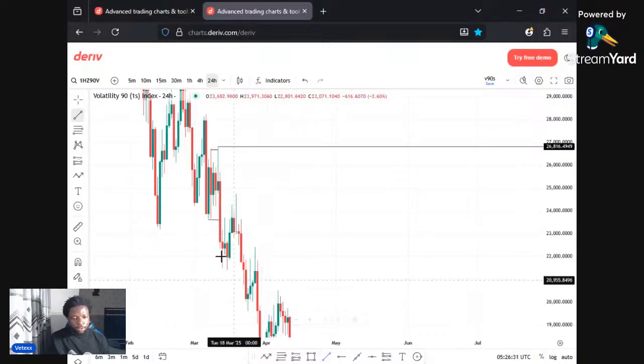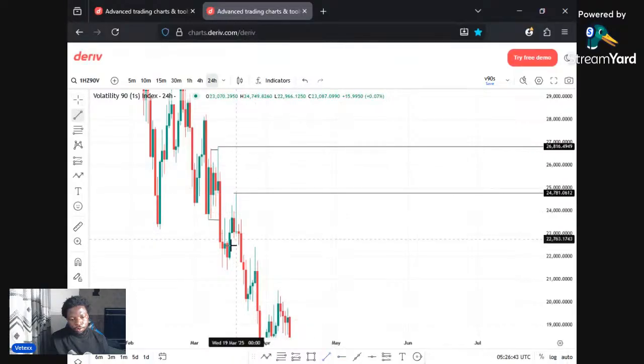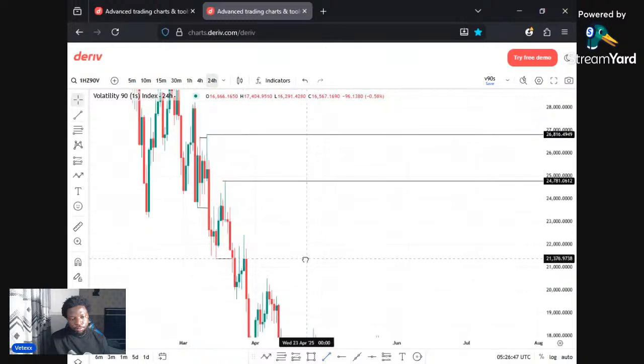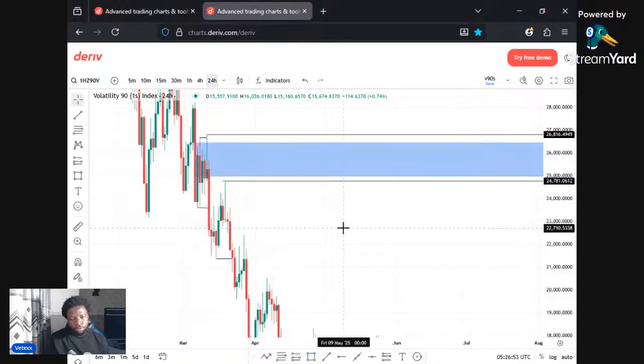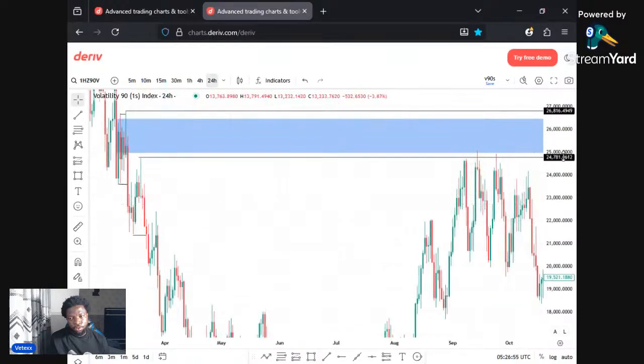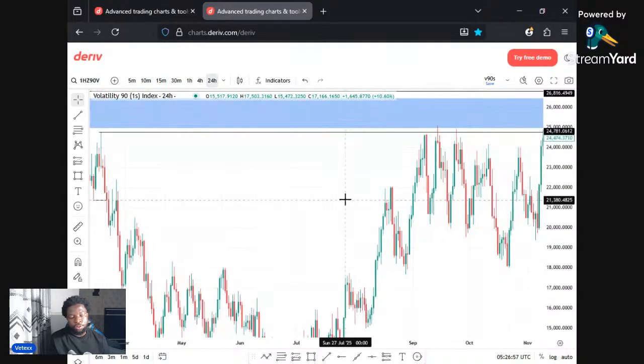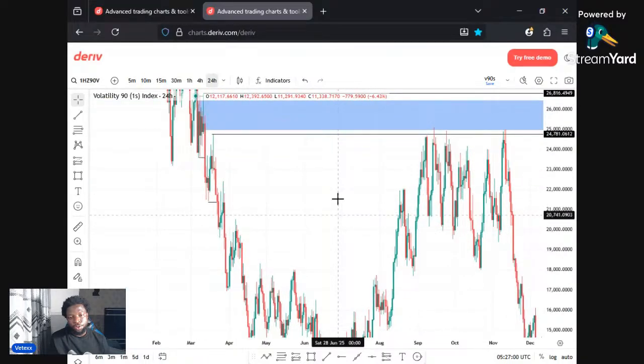Rule number three, price giving us our structural liquidity. Rule number four, second break of structure. This zone becomes our point of interest. What does price do? Price taps into it and continues in the opposite direction.